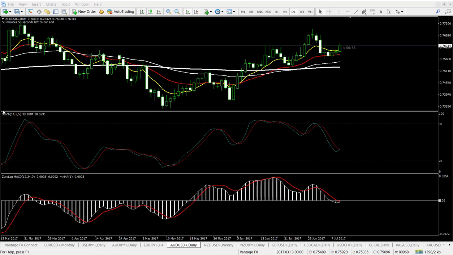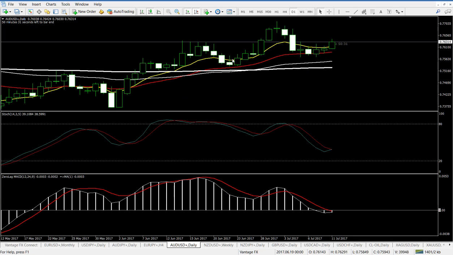The stochastic parameters that I use are 14, 3, 5. So it prevents all the fluctuations of the market. When it starts to move higher from the bottom, the market moves. And this one is almost in the middle, but because the trend of the market is going higher, it shows that the market has more tendency to go higher than to go lower. Okay.